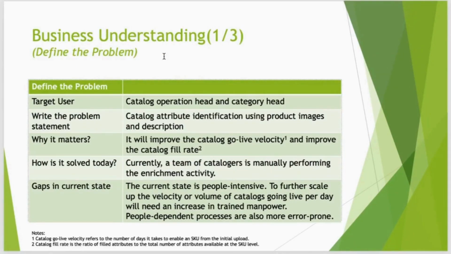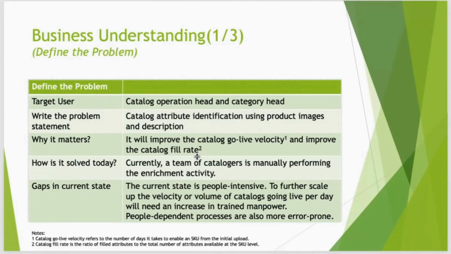Here I've taken one of the use cases of a top wear category. Moving to the first step, the business understanding, where we'll define the problem. So the target user here is the catalog operation head and category head team. Why catalog operation head? Because their primary goal is to reduce the cost of operation and also improve the velocity of cataloging. The problem statement.